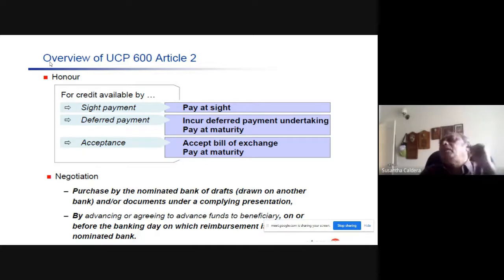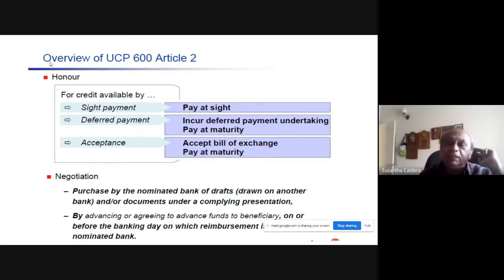Long time back, before the introduction of UCP 600 and UCP 500, there was a court case, Bank Santander versus Bank Paribas. That case came up like this. A deferred payment undertaking was given, but payment didn't come through. Then it is a bit difficult for us to sue, because there is no bill of exchange.